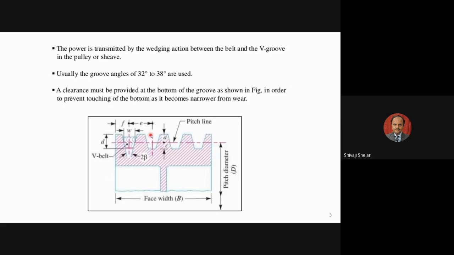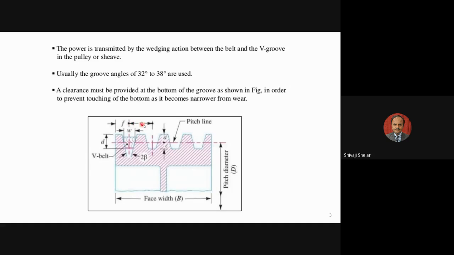So this is very important. Whenever we are doing the calculation, we are doing the calculation for pitch length and pitch width here. Belt length is also calculated in terms of pitch length. So what is the length of the belt on this surface? That is called pitch length of the belt.